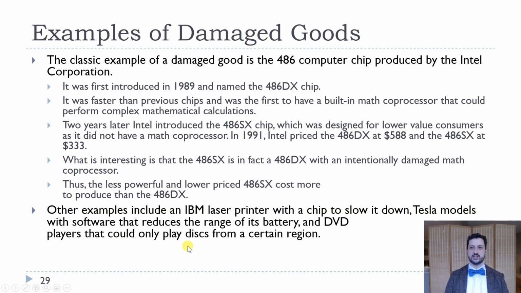Another example was Intel with their 486 chip. They introduced a 486SX chip after the 486DX chip, and it was the same except it had an intentionally damaged math coprocessor. And so it was less powerful, but it actually cost more to produce because they had to damage the coprocessor. They have other examples in the book, IBM laser printers, or DVD players that only play DVDs from a certain region. So yeah, firms do this, and it's really just to segment the market.